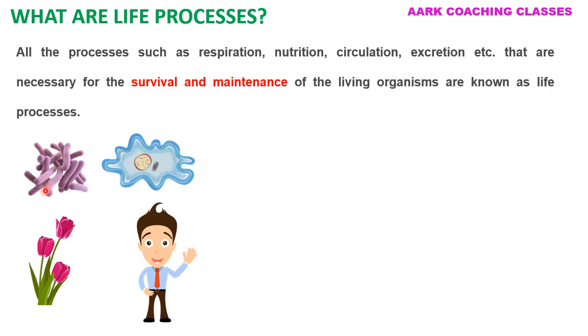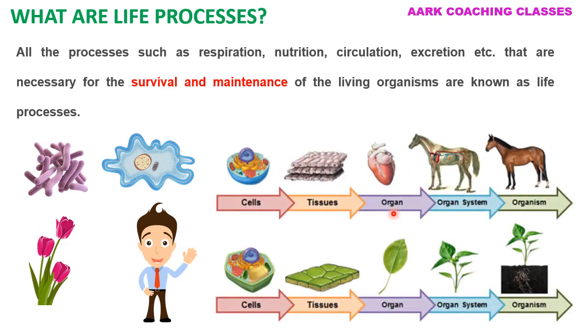As we have seen, these life processes are essential for each and every living organism, let it be prokaryote, eukaryote, unicellular or multicellular. Now we have seen the organization of multicellular organisms. Organisms can be unicellular like bacteria or protozoans, or multicellular like human beings, plants, and different animals like a horse. What is the organization? Cells come together to form tissues, various tissues come together to form an organ, then we have an organ system, and then the organism. The same is the case in plants.